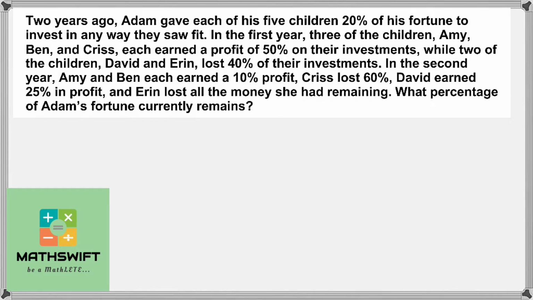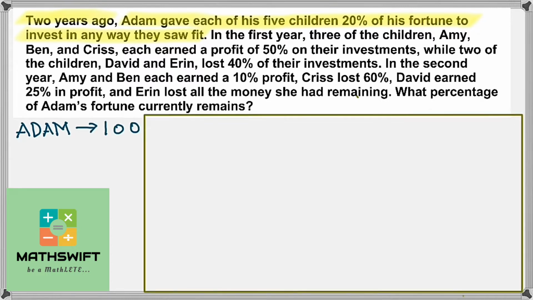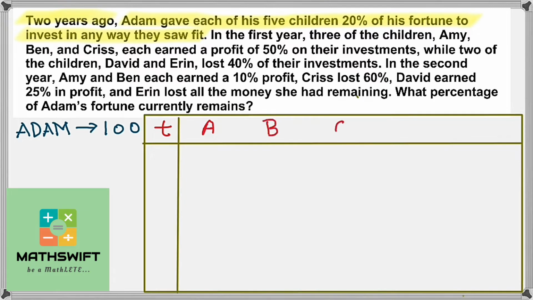Question 1 says, 2 years ago, Adam gave each of his 5 children 20% of his fortune to invest in any way they saw fit. So nice of Daddy Adam. Let's say Daddy Adam had 100 units as his fortune to begin with and he gave 20 units to each of his children.